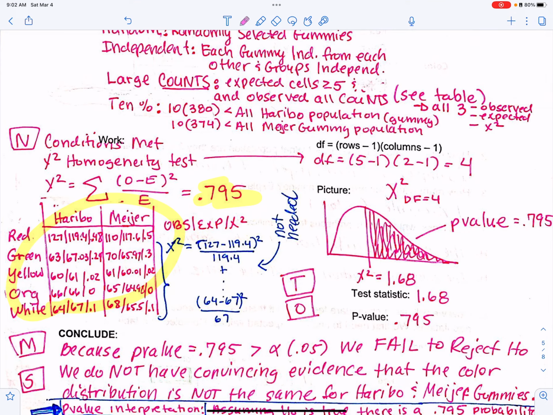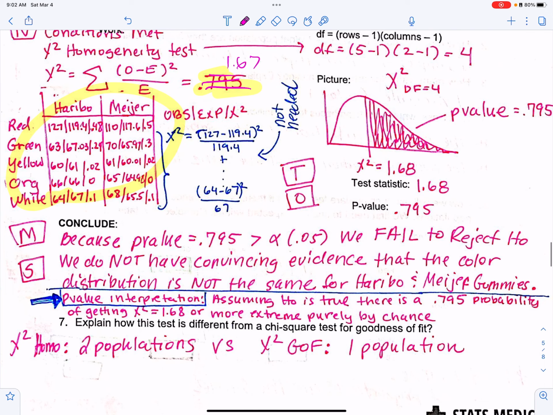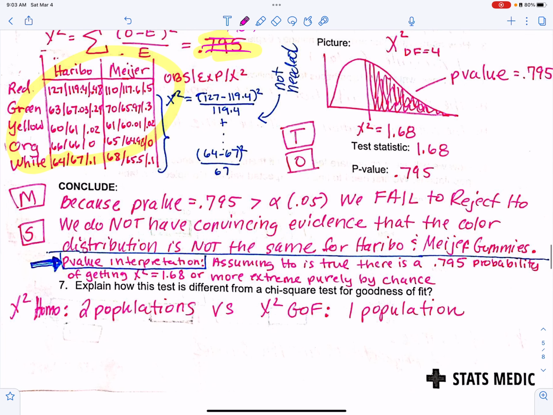So that should be 1.67. The p-value is 0.795. And the degrees of freedom is 4. So because the p-value is greater than 0.05, we fail to reject Ho. We do not have convincing evidence that the color distribution is not the same for the two brands of gummies that we have. The p-value interpretation is assuming Ho is true, there's a 0.795 probability of getting a chi-squared value of 1.68 or more extreme purely by chance.